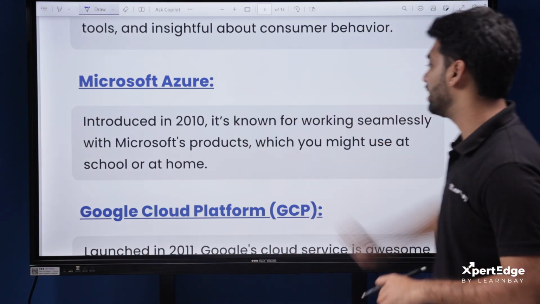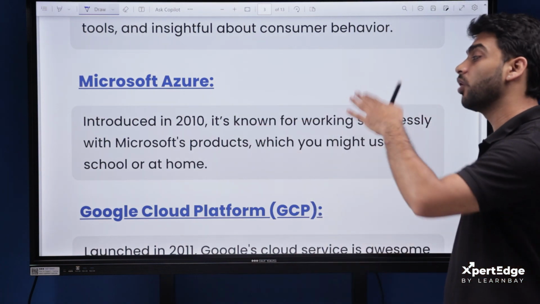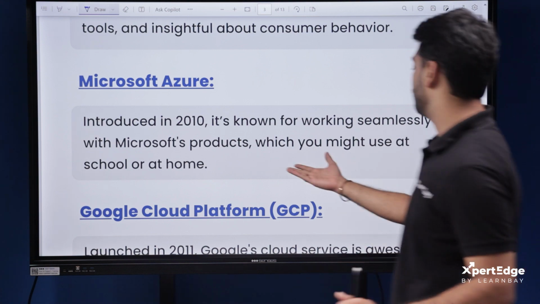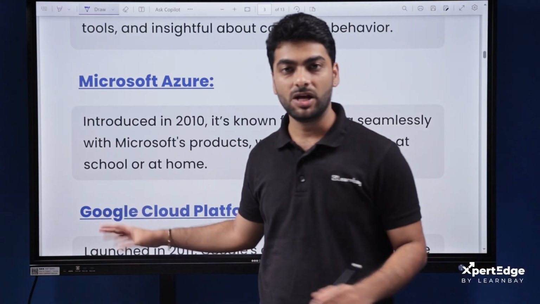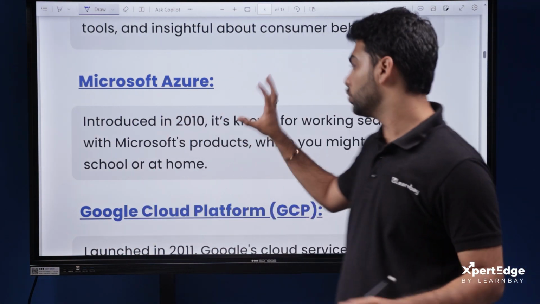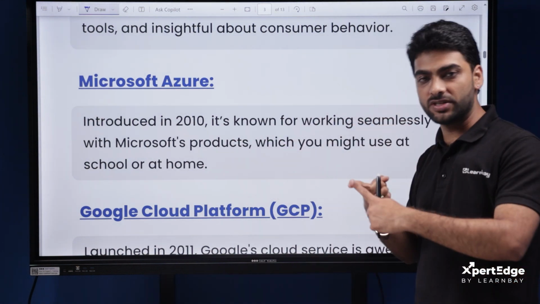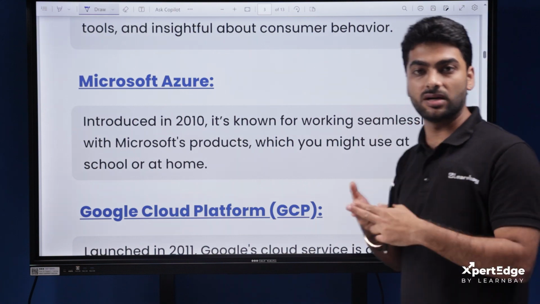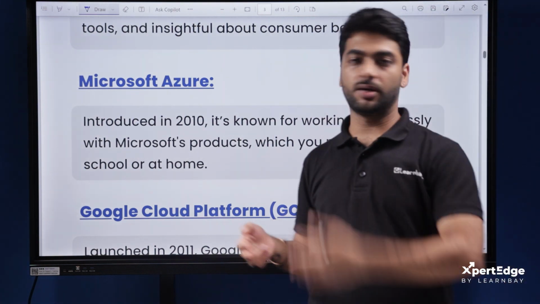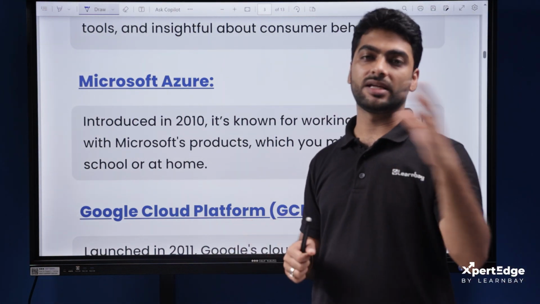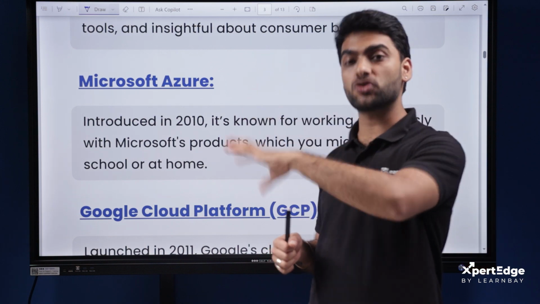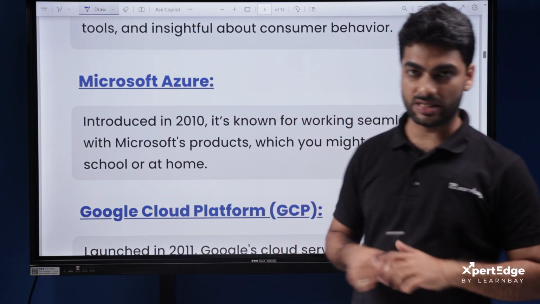It was introduced in 2010, known for working seamlessly with all the Microsoft products, and you might have used it at school or at home. So Microsoft Azure is very useful for Microsoft products like your MS Office, all the different products under the MS Office Suite, and so on. So when it comes to handling Microsoft products, Microsoft Azure is the best choice.